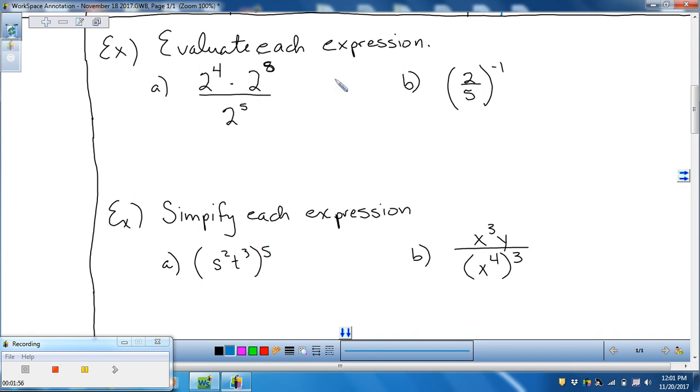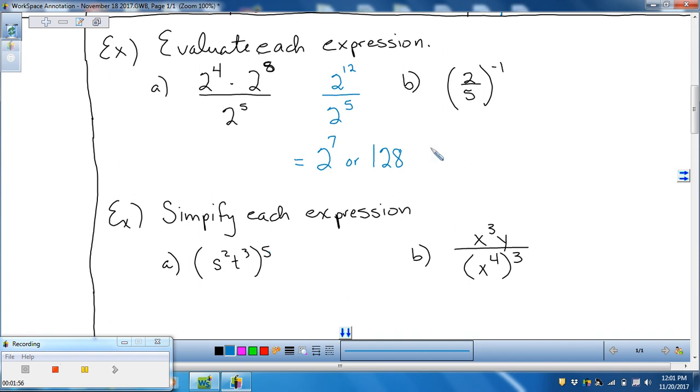Using the product property, this is going to be 2 to the 4 plus 8, which is 2 to the 12th. Then we're dividing that by 2 to the 5th. The quotient property says that we now take our exponents, because we have a common base, and subtract them. So that will become 2 to the 12, take away 5, which is 2 to the 7th, which is equal to 128. So this is our answer to problem A.